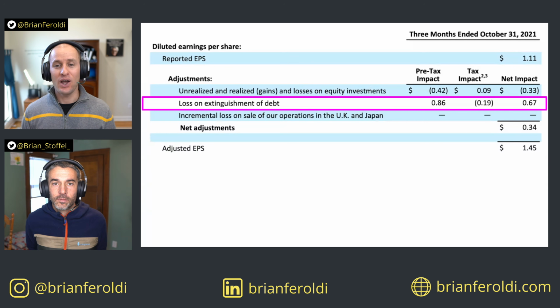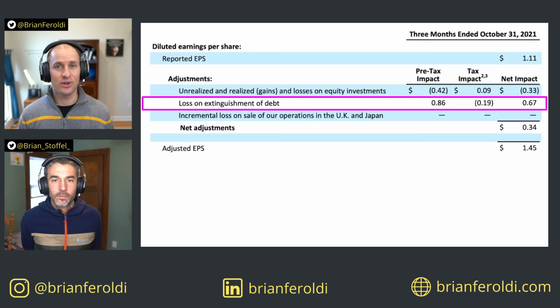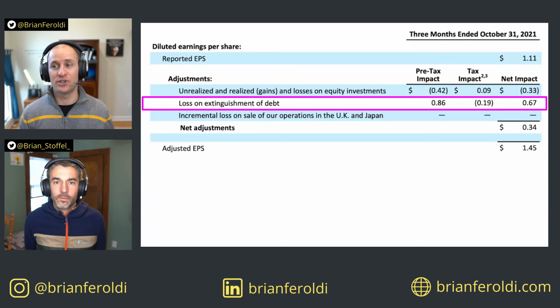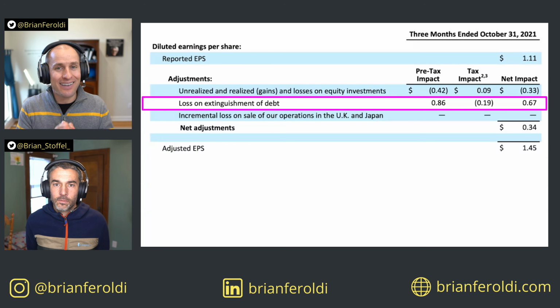On the flip side, Walmart also paid off some of its debt during the period. That resulted in an 86 cents hit to GAAP earnings per share during the period, or 67 cents after accounting for taxes. This was a GAAP charge, but management doesn't believe that it should be penalized for that. Because of that, it's adding back that 67 cents when looking at its non-GAAP earnings.